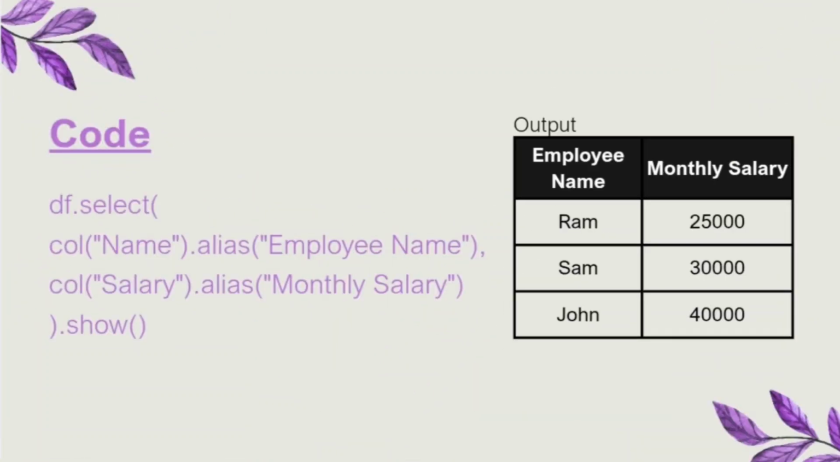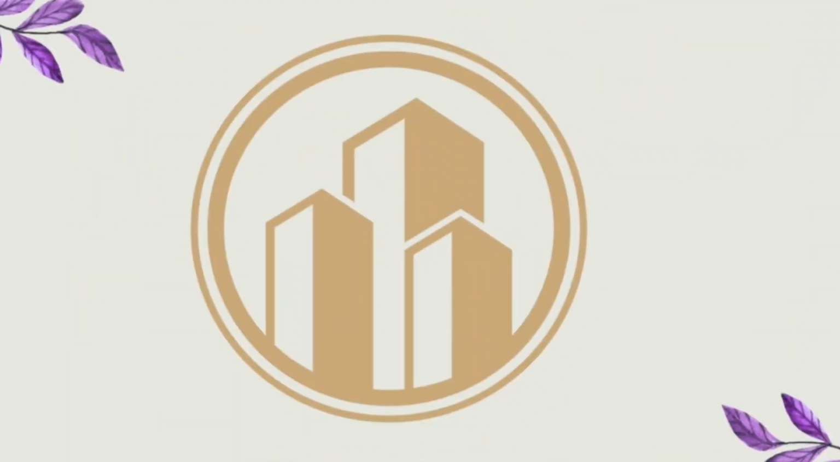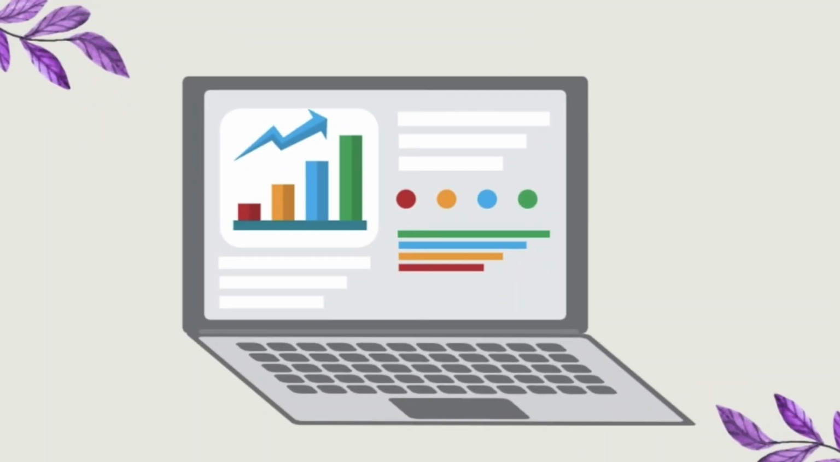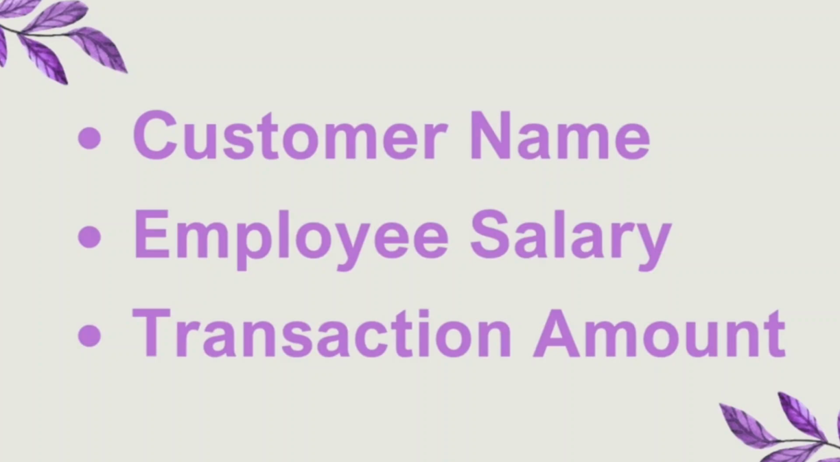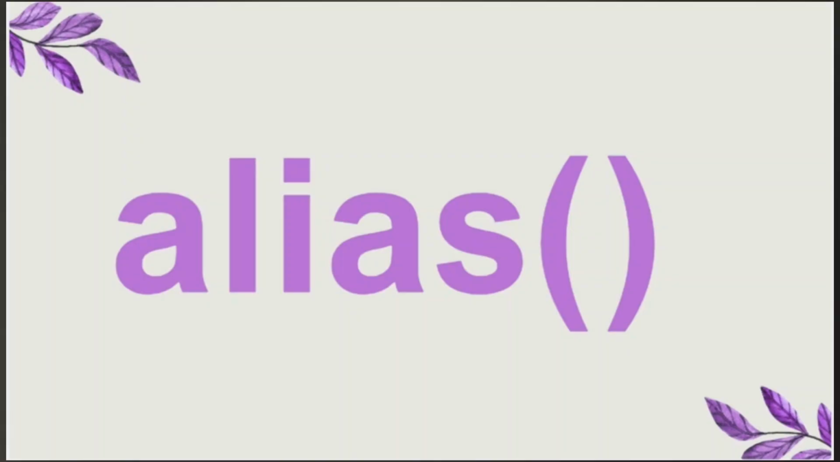Alias works exactly like that. Next is the code. See, our original data frame still has name, salary. Only while displaying, Spark showed another name. That's it. Now real company examples. In dashboards, companies don't want technical names like cust_name, employee_sal, transaction amount like this. Instead, they prefer full name, customer name, employee salary, transaction amount. Alias helps us to do that.